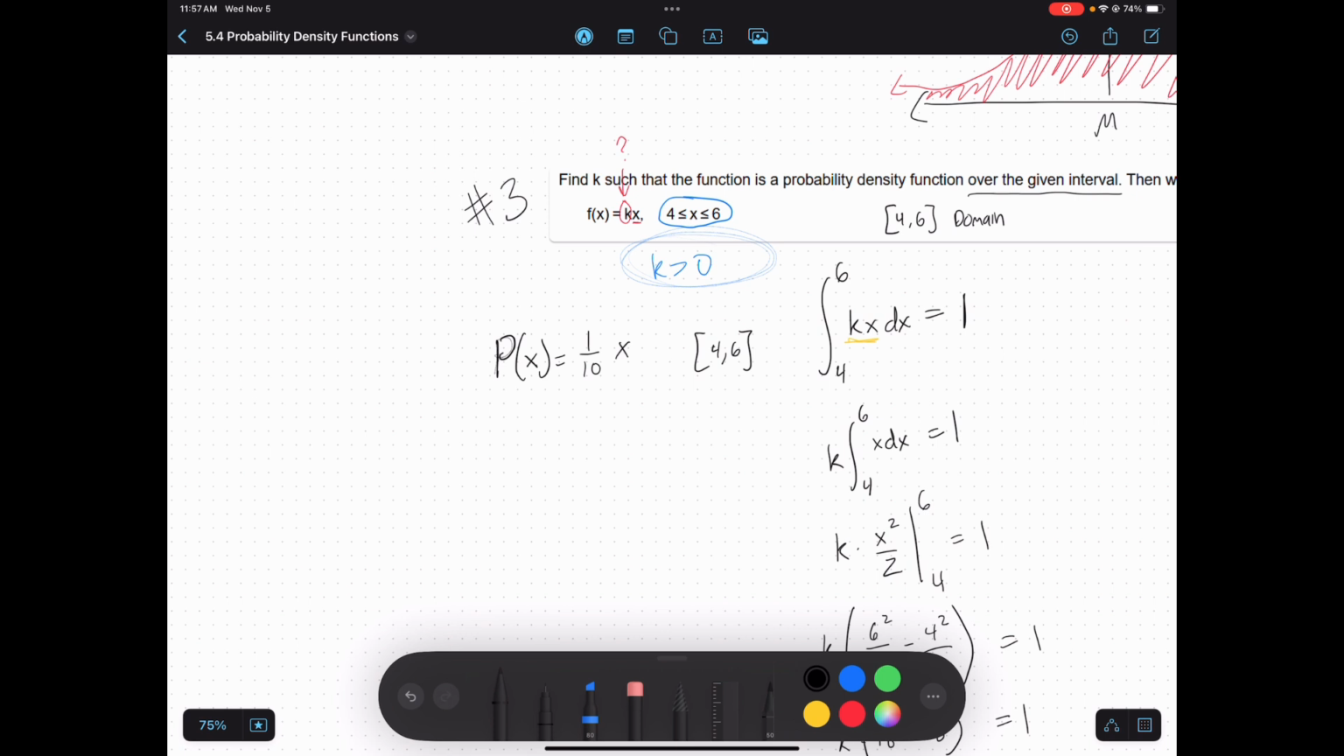So the big idea here is we're finding the k value that will satisfy property number 1, right? That the area over its domain will end up equaling 1. And if you're curious, if you want to make sure this works, you could just try it again with that 1/10 plugged in. Go ahead and take the antiderivative here, use the fundamental theorem of calculus, and make sure you end up equaling 1.